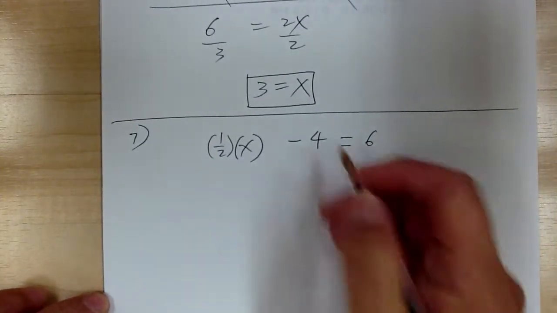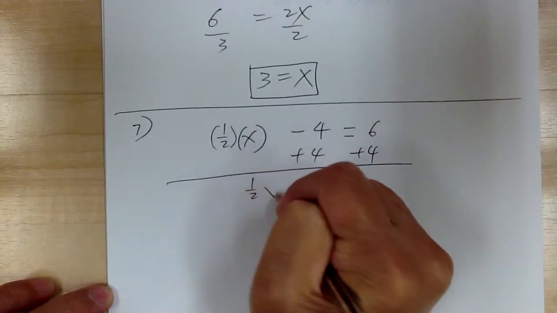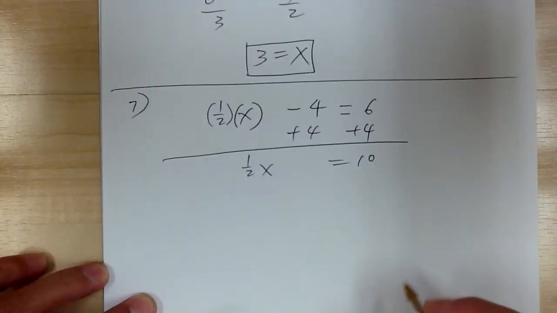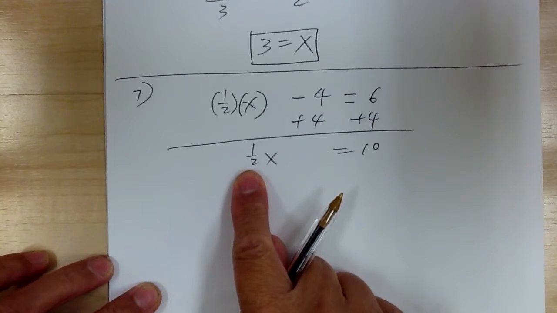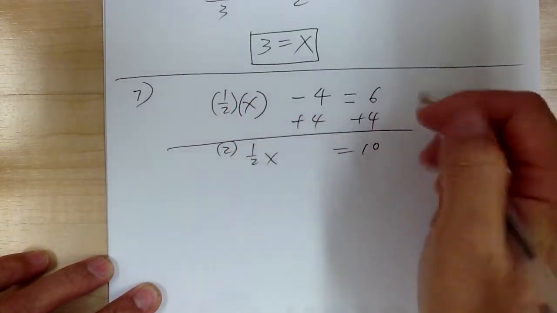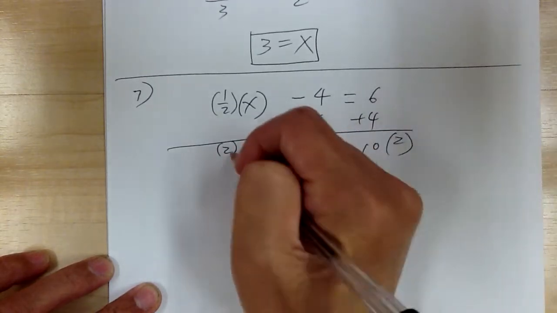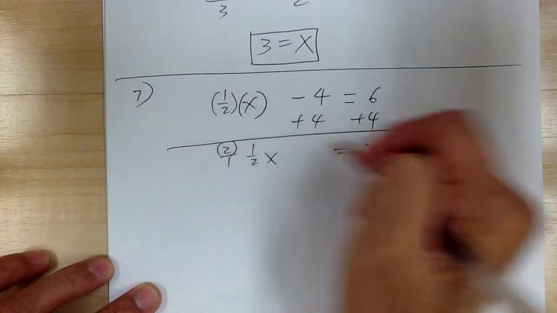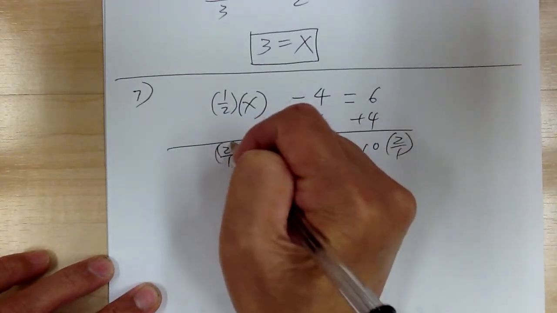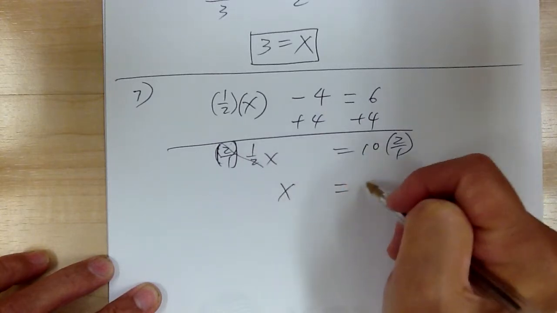Okay, so to solve this, first you need to plus 4. So you got 1/2 x is equal to 10. Now to get rid of the 1/2, you need to multiply by 2. Or if you do a reciprocal, it's 2 over 1. So you need to multiply by 2 over 1, so that way the 2 cancels out. So you got x equal to 20.